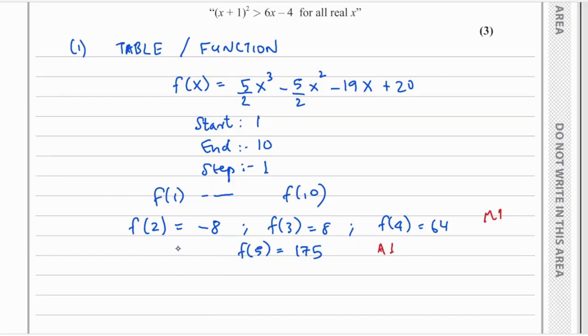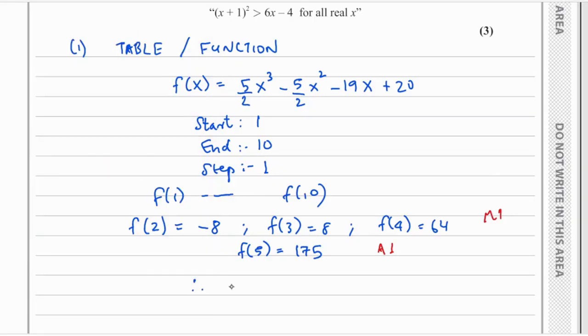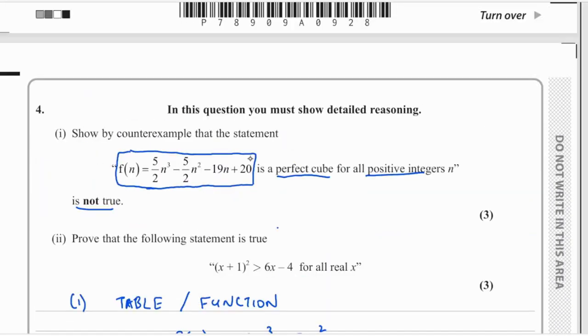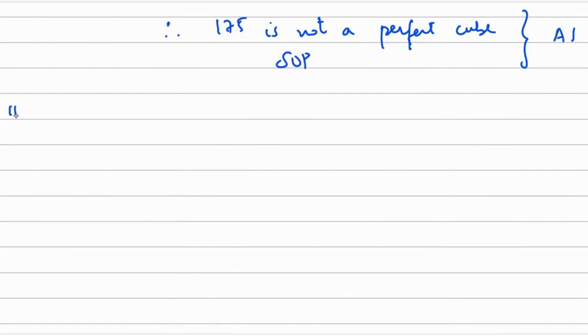And you should state that for all proof questions you should have a statement of proof. 175 is not a perfect cube, therefore you can repeat the statement over here. Therefore the statement that f of n is a perfect cube for all positive integers is not true. Okay, so the SOP, the statement of proof, carries the last mark. So that is the first part.